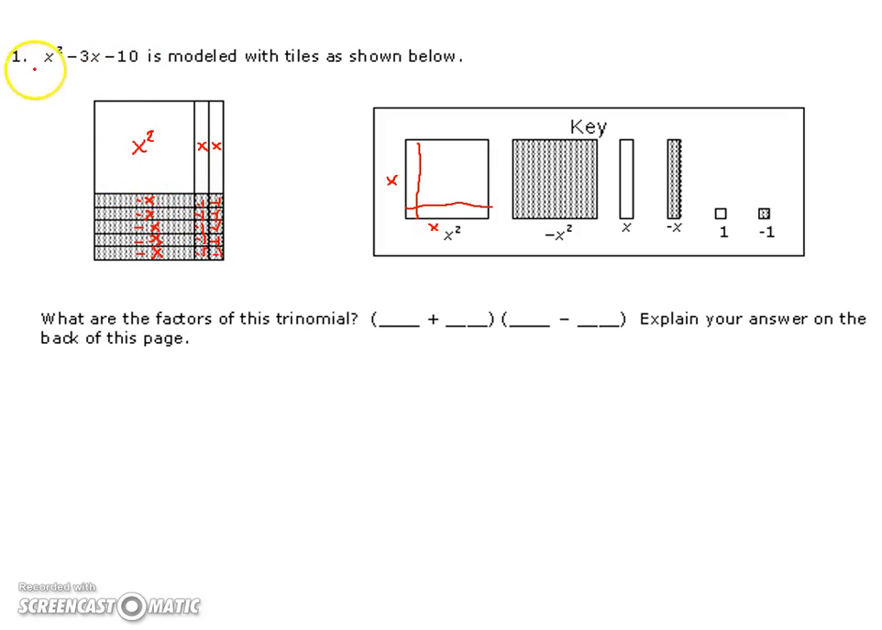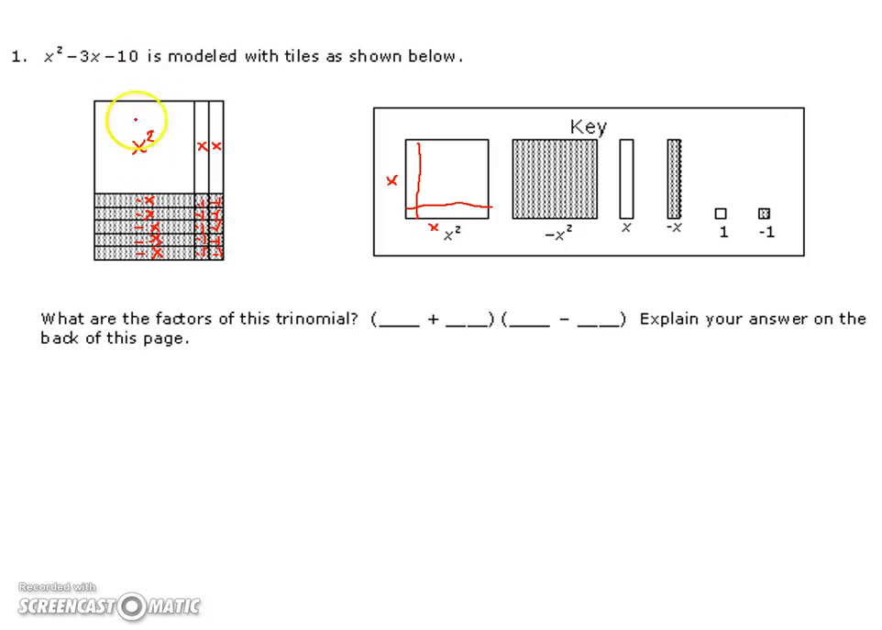Here's my 1x squared right here. The minus 3x comes from combining the 2 positive x's with the 5 negative x's. Okay, so negative 5 plus 2, it makes negative 3. And then the minus 10 simply comes from having 10 of these little shaded blocks. So those are minus 10.